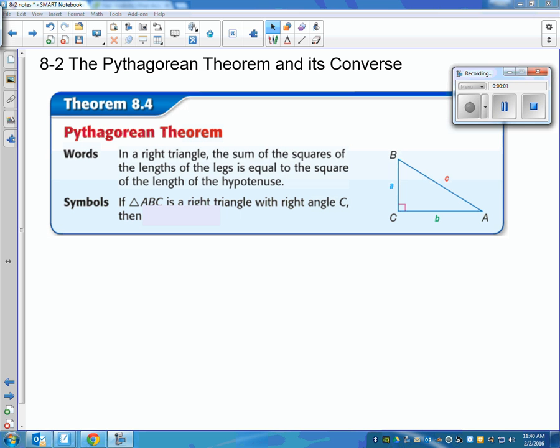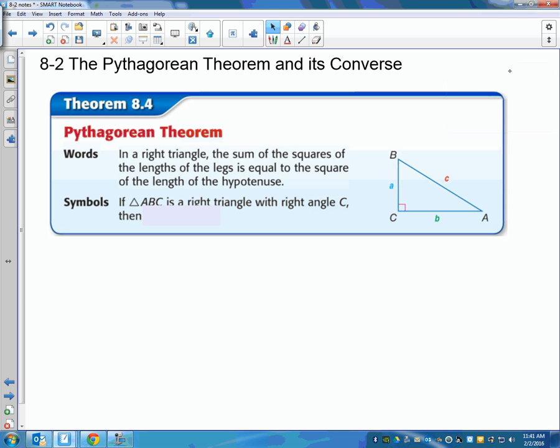I learned in my history of math class that many other civilizations way before Pythagoras was around knew this relationship between right triangles. The Pythagoreans are just the ones that wrote it down, so that's why they get credit for it. In a right triangle, the sum of the squares of the length of the legs is equal to the square of the length of the hypotenuse.